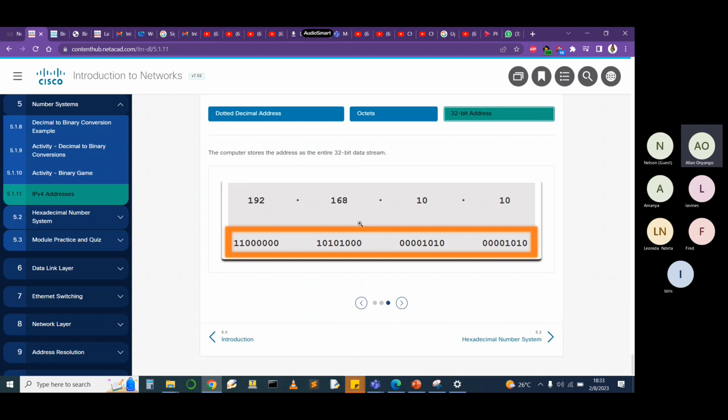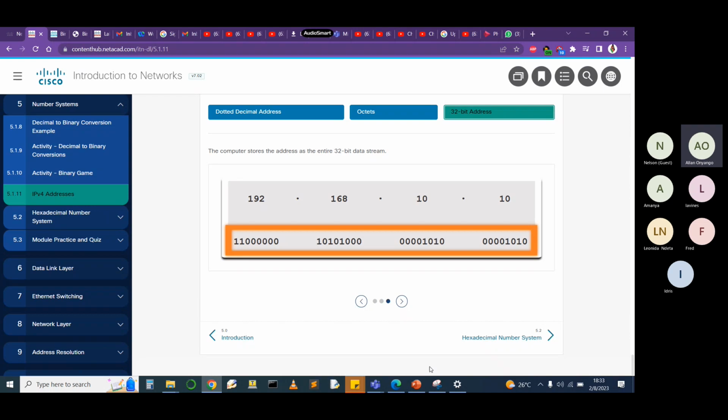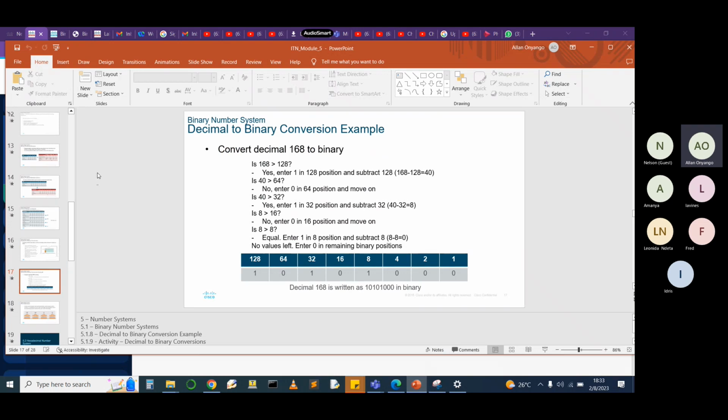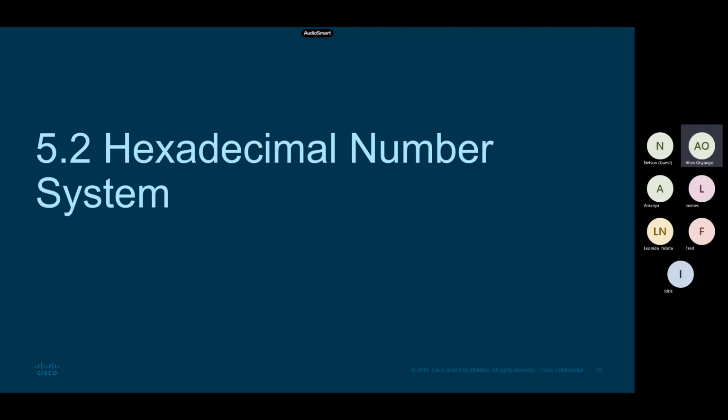The reason why I'm telling you to note that is because we want to get to the next numbering system, ladies and gentlemen. The next numbering system is called the hexadecimal numbering system. Why are we learning about the hexadecimal numbering system? It's because it is used by two addresses. The first address that uses it is called a MAC address, which is also called the physical address.